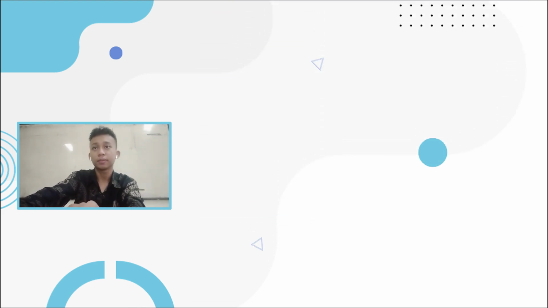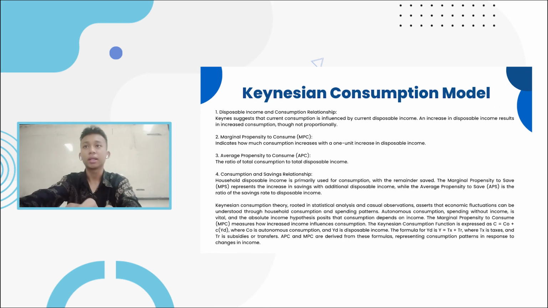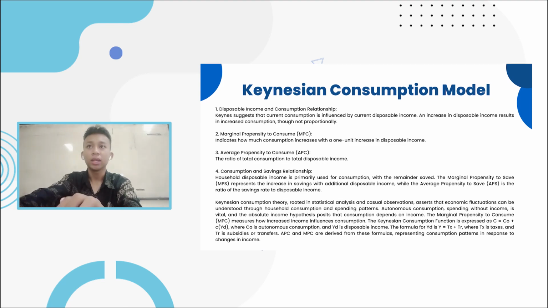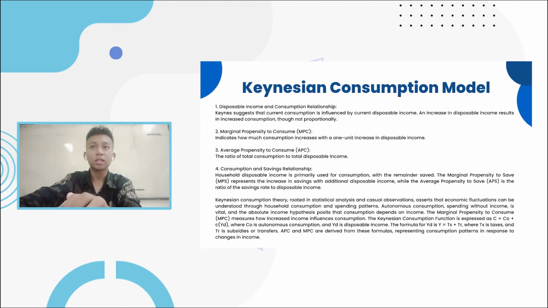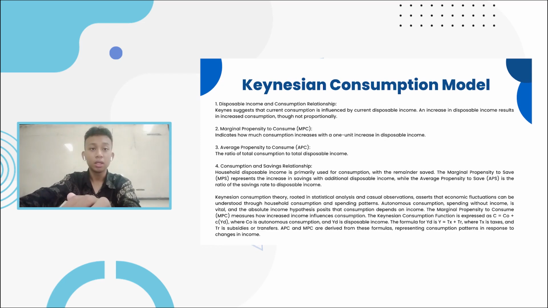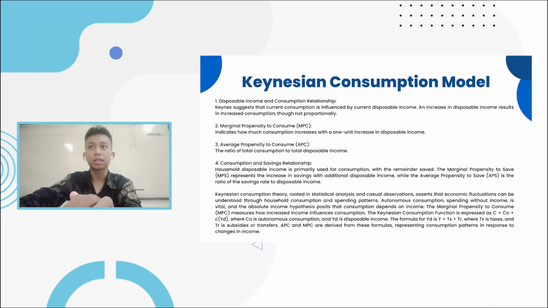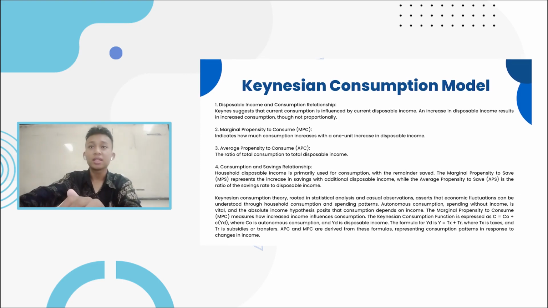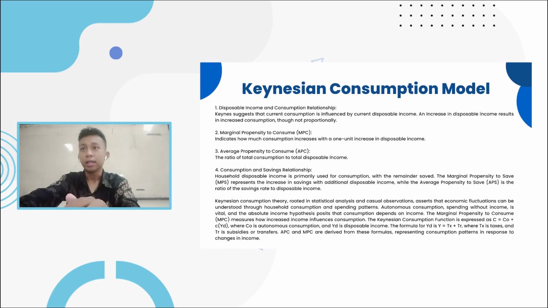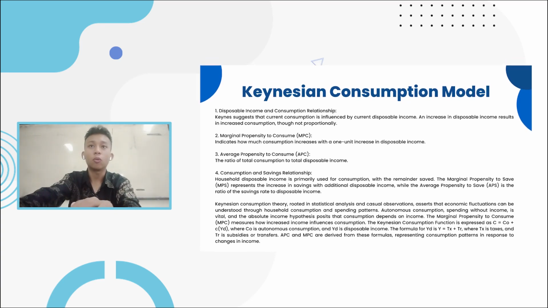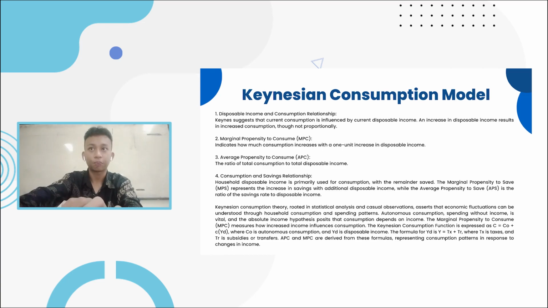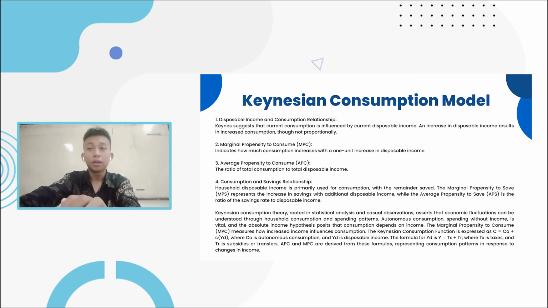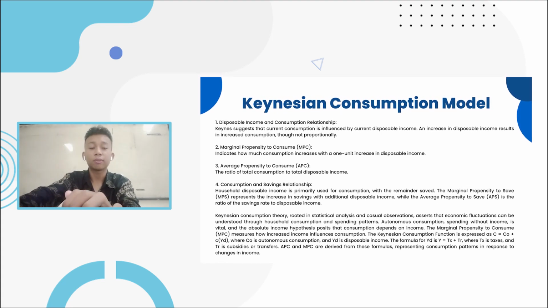The next slide. Keynesian consumption model. First, disposable income and consumption relationship. Keynes suggests that current consumption is influenced by current disposable income. An increase in disposable income results in increased consumption, though not proportionally. Second, marginal propensity to consume, MPC, indicates how much consumption increases with a 1 unit increase in disposable income. Third, average propensity to consume, APC, the ratio of total consumption to total disposable income.